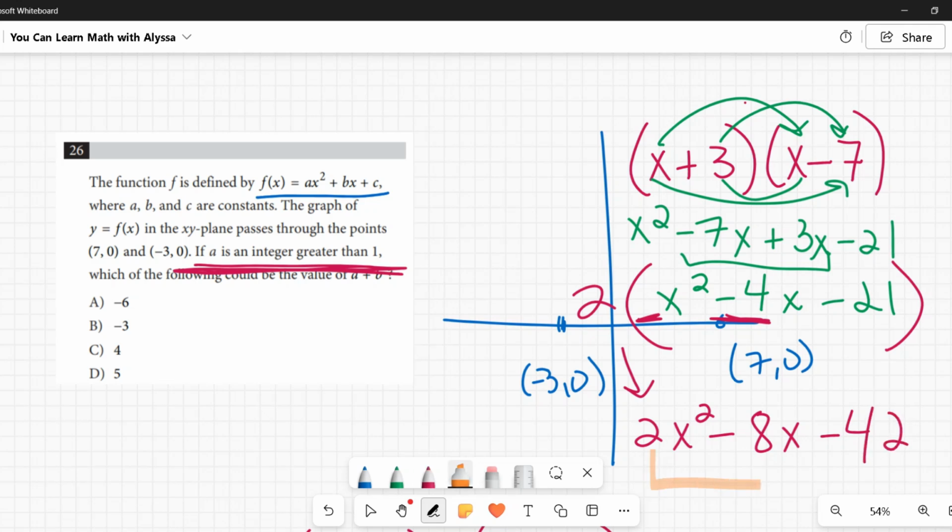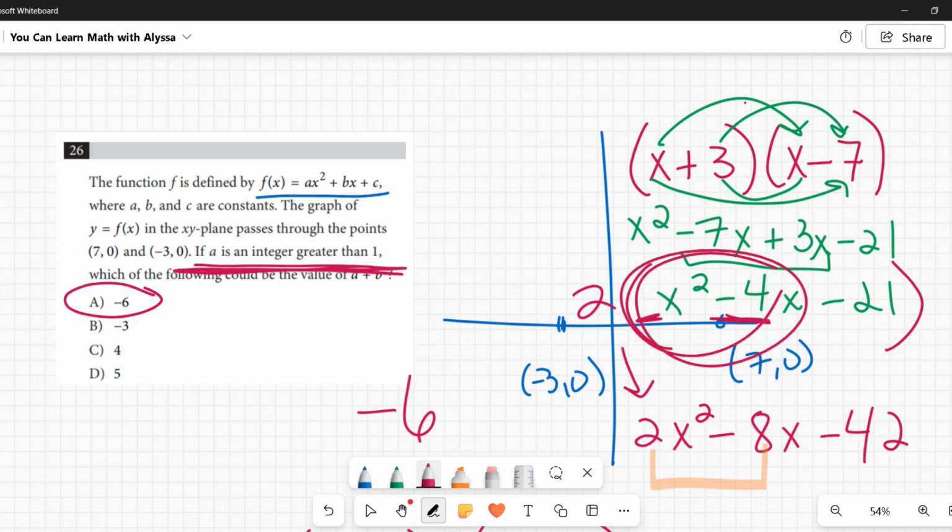Then when I added a and b, 2 plus negative 8 would be negative 6. And that is an option here. It is A. Another way you could look at this is when we had our first initial 1 and -4 and you add them together, 1 plus -4 being -3. All of the possible values of a plus b would have to be a multiple of -3 because it's going to be multiplied by an integer greater than 1.